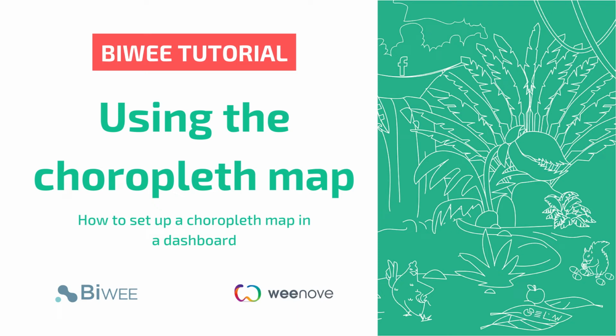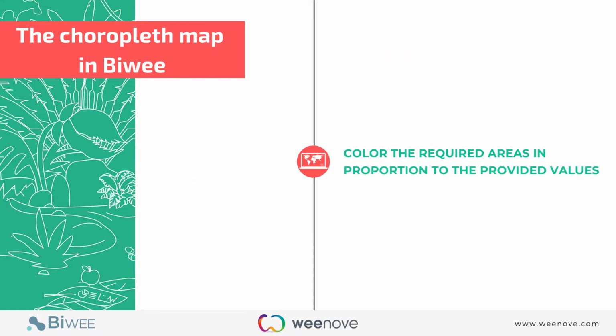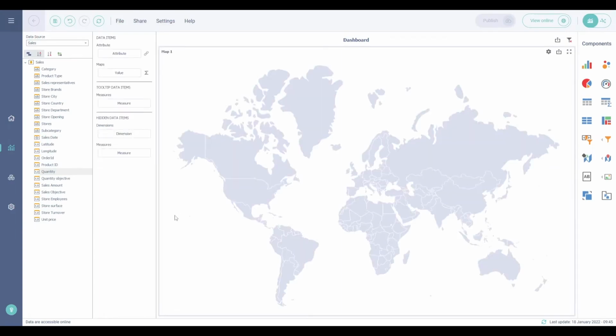In this video, you will see how to set up a Choropleth map. The Choropleth map allows you to color the required areas in proportion to the provided values. To add a Choropleth map, click on the map icon.